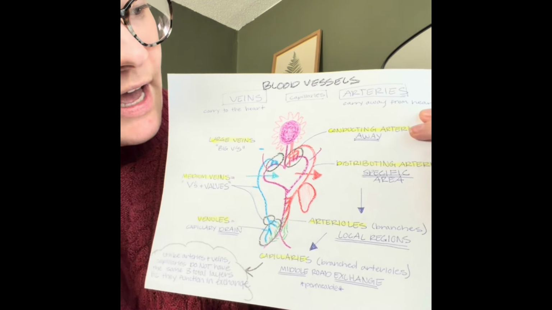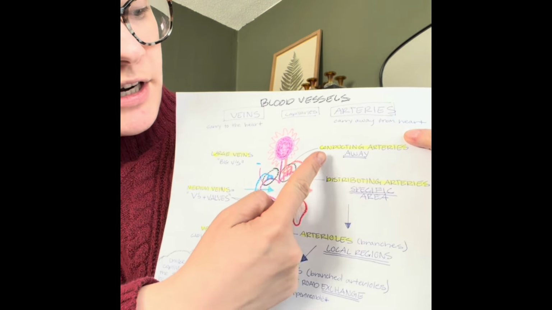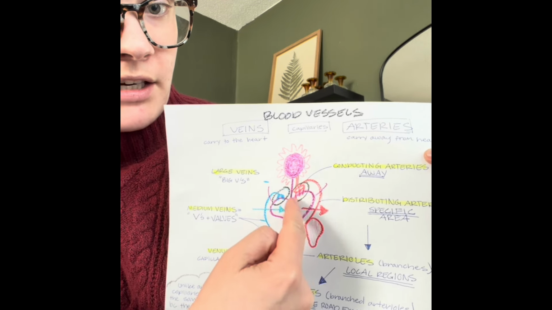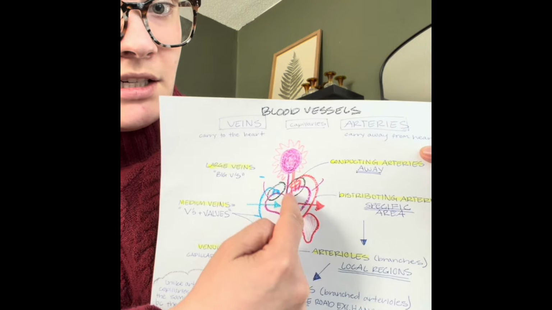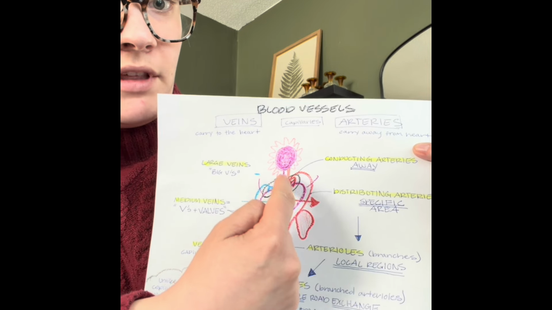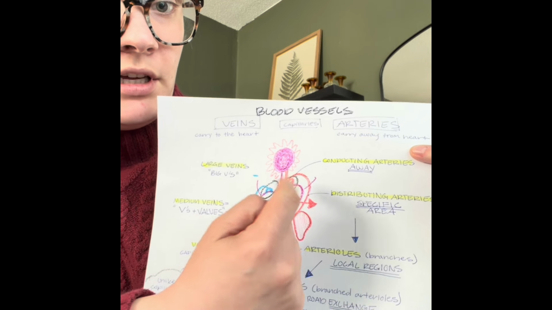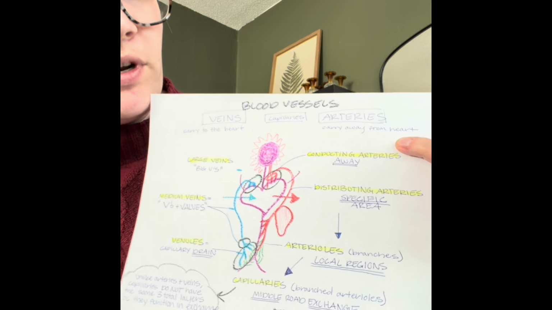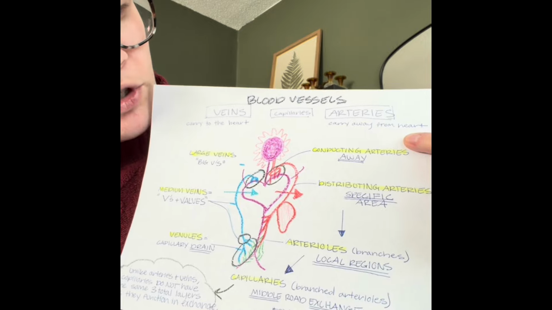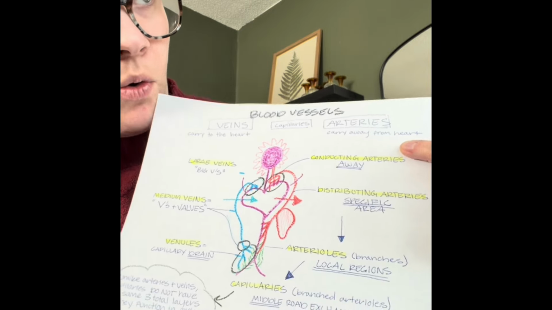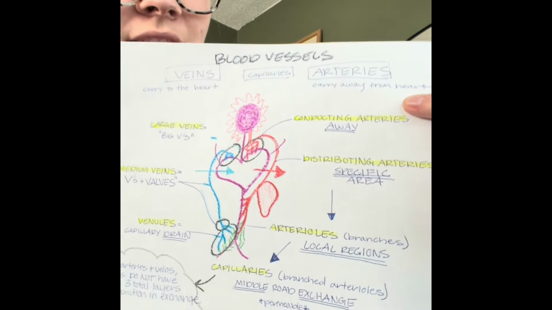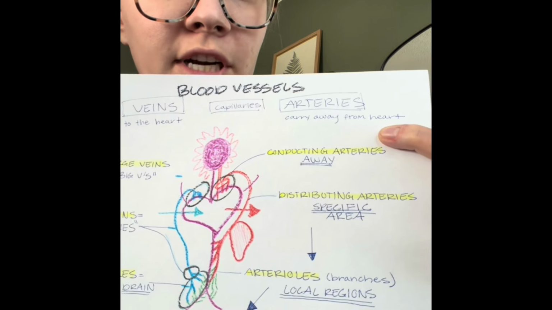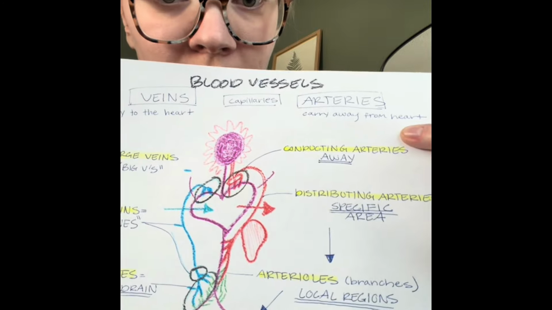So the first one we have are conducting arteries. This is the heart, so I have my conducting artery here, such as the aorta, that conducts blood out of the left ventricle. And as it goes down, it turns into distributing arteries, which are going to bring blood to specific organs or specific areas. The key word here with distributing arteries, think of delivery to a specific location.